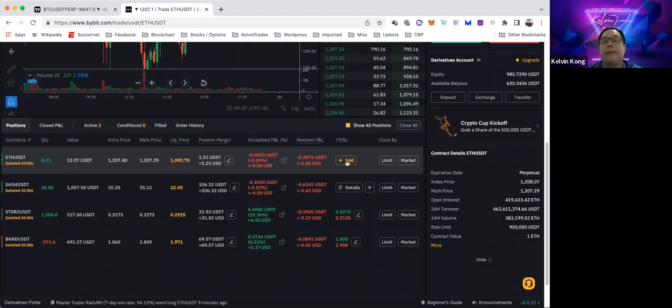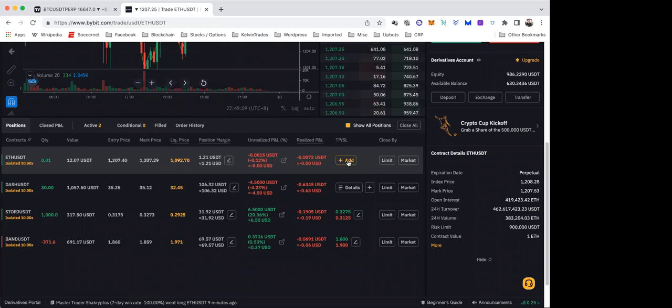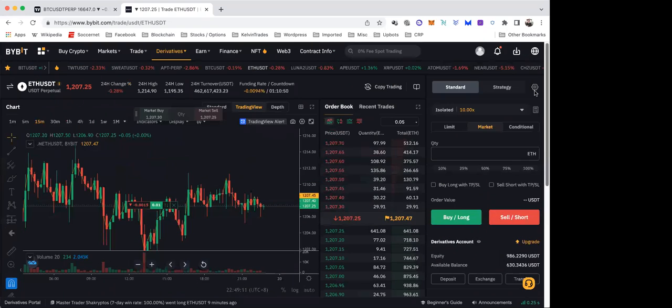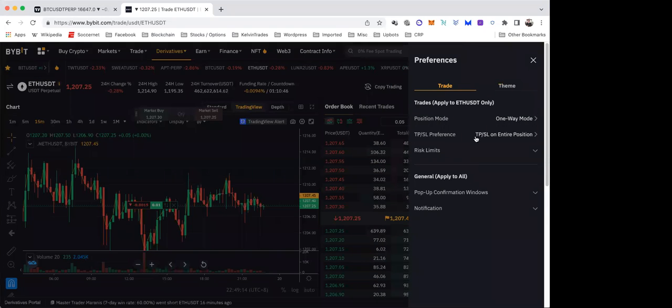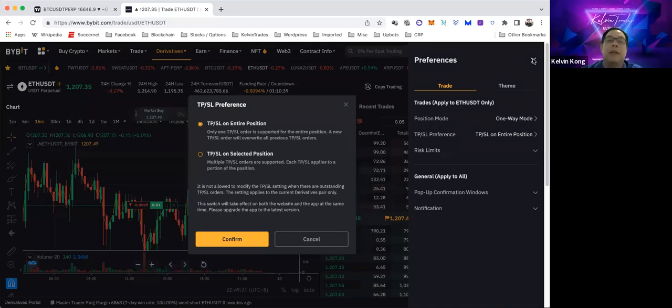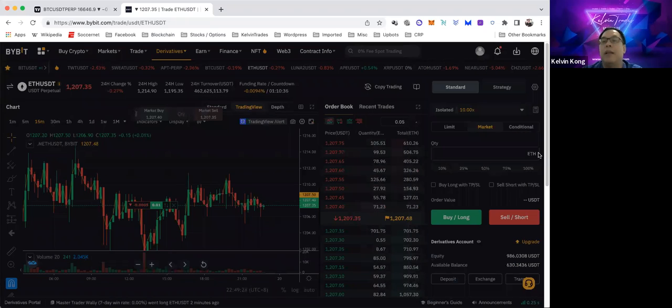You mean this one? Yeah, you have this add. Yeah, I don't have. Okay, then you have to check whether your preference is everything correct: one way and selected position. Mine is selected position. Okay. Because that position is entire position, that's why you don't have add.